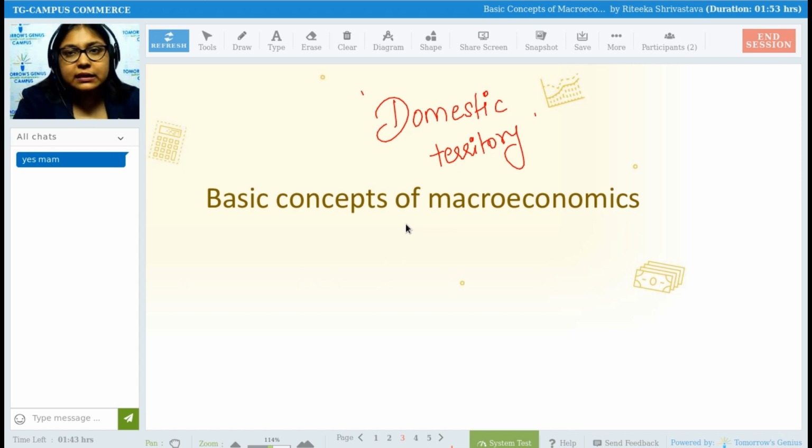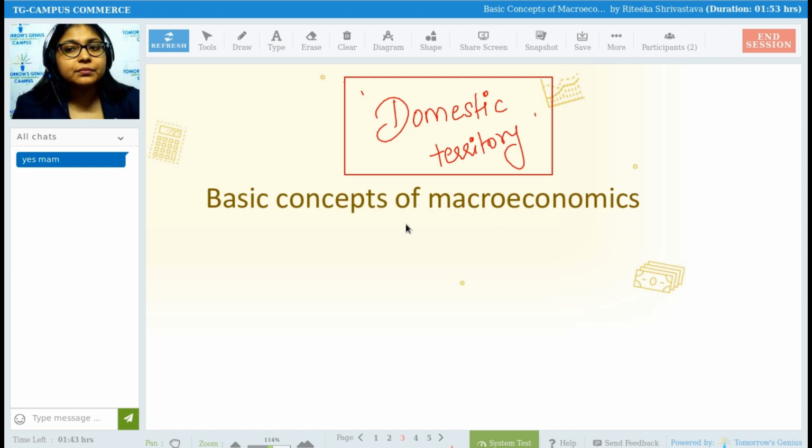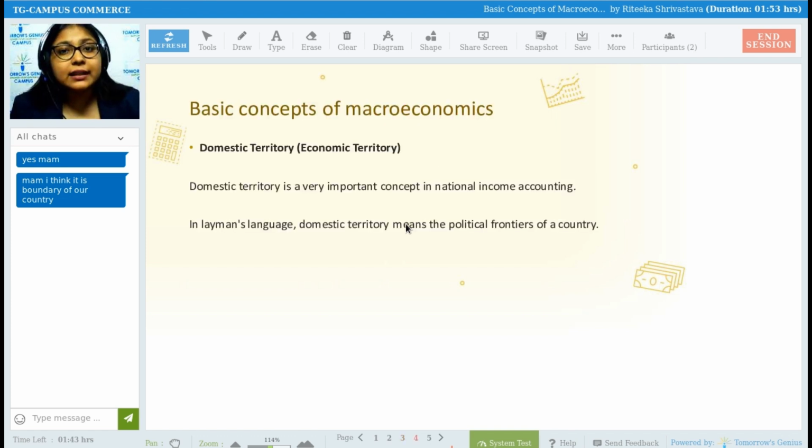If you are speaking, Mridula, I can't hear you. What do we understand from the term domestic territory? Is there any mic issue? Okay, boundary of a country. Yes, very good. It is the territory or the boundary of the country.